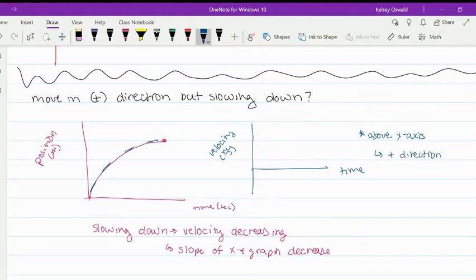So here, we can see that we start off with a greater velocity. We start off with a greater slope. However, as time goes on, our velocities get smaller and smaller. Our slopes get less and less steep. So since we are slowing down, that tells us our velocities are decreasing, or our velocities are getting closer to zero.